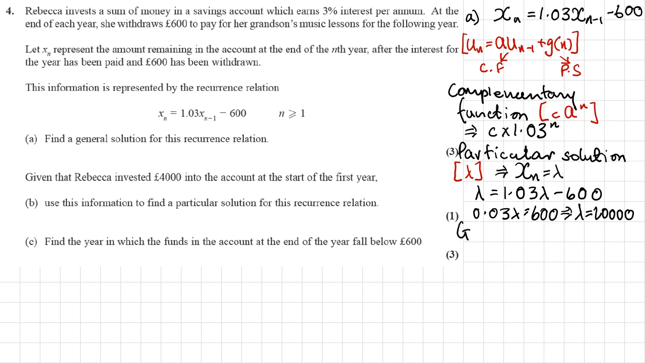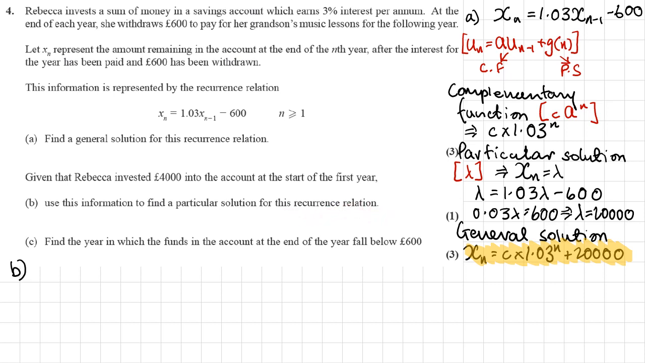So our general solution is going to be our complementary function plus the particular solution. We'll write Xn is equal to c times 1.03 to the power n plus 20,000. Okay, let's continue. Given that Rebecca has invested £4,000 into the account at the start of the first year, part B, use this information to find a particular solution for this recurrence relation.